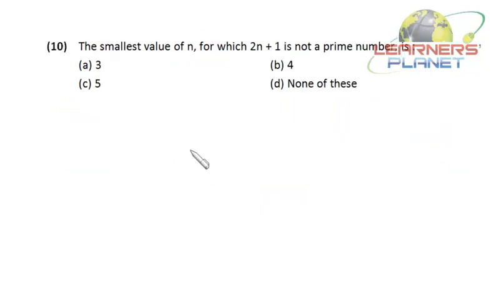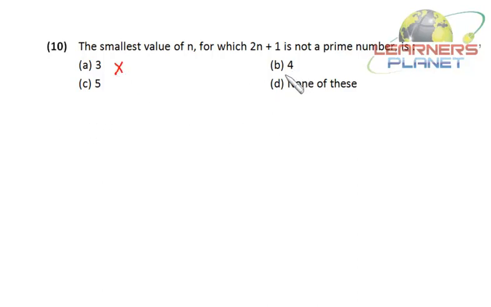Now let's do this problem. The smallest value of n for which 2n plus 1 is not a prime number. Okay, we can calculate this by a backward approach also. Let's put the value of n as 3. So 2 threes are 6 plus 1 is 7, which is a prime number. So it cannot be the right choice.